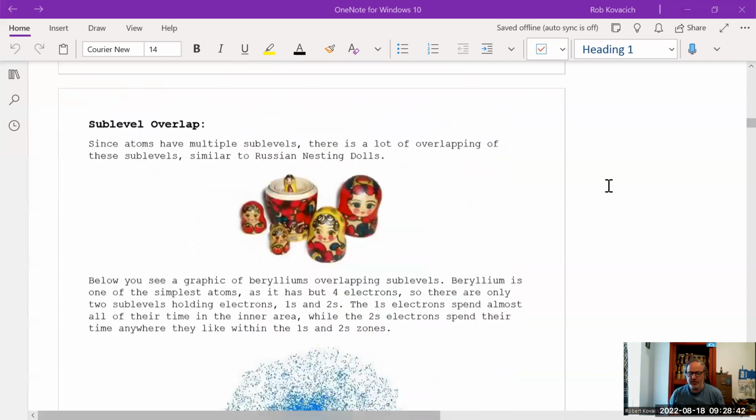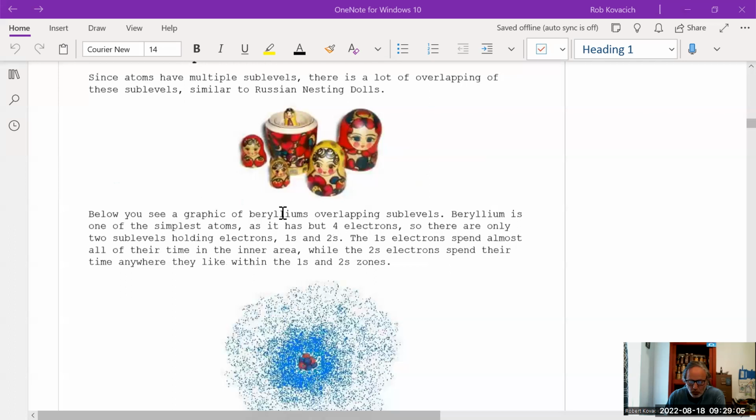These sublevels where the electrons are going to be found actually overlap with each other, the same way that Russian nesting dolls are one inside of each other. Those electrons have the ability to pass near each other, and even though they're in their set sublevels, they can pass through each other's sublevels.